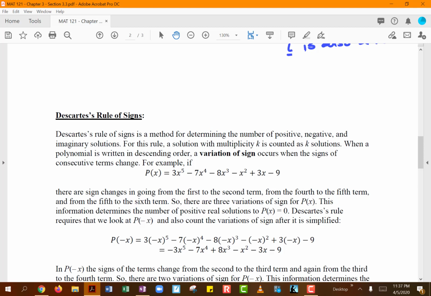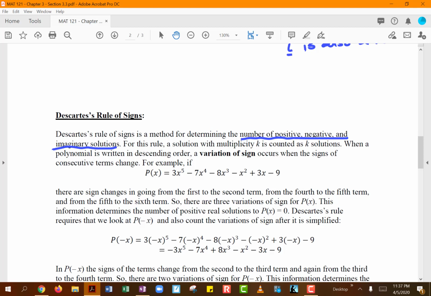So the other rule we want to introduce here is what we call Descartes' rule of signs. This is a method which helps us determine how many positive roots, how many negative roots, and how many imaginary roots our polynomial equation is going to have. So this helps us to determine the number of positive, negative, and imaginary solutions or roots, whatever you want to call it.